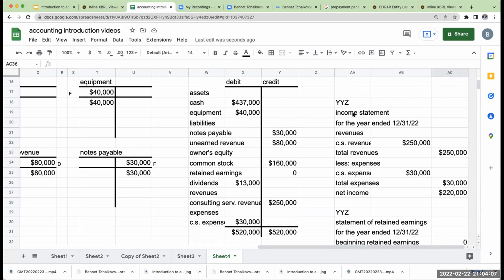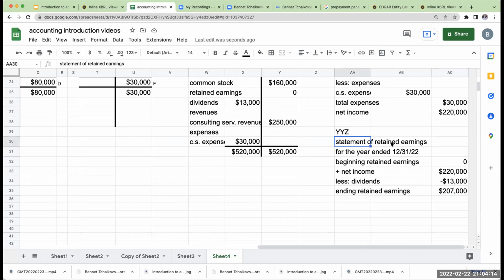So these are the next steps. I'm going to prepare the income statement, or how much did I earn during the period. I'm then going to show my statement of retained earnings, or how much of those earnings did I keep. This is going to be my beginning, which was 0, plus my net income minus any dividends paid out to my shareholders. This gives me my ending retained earnings.